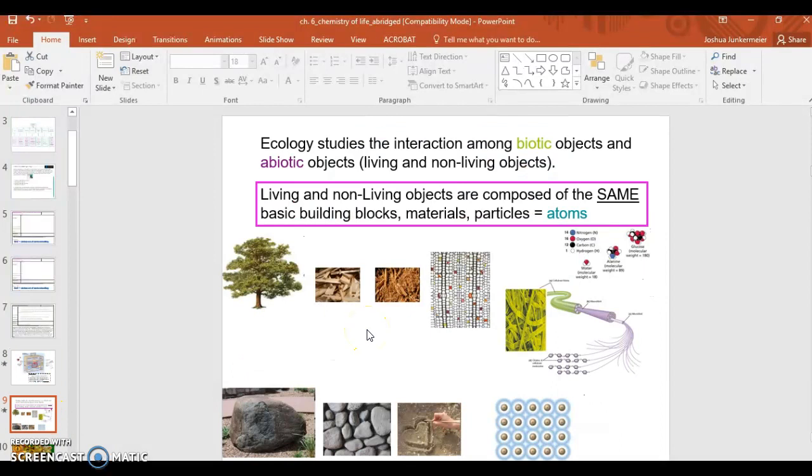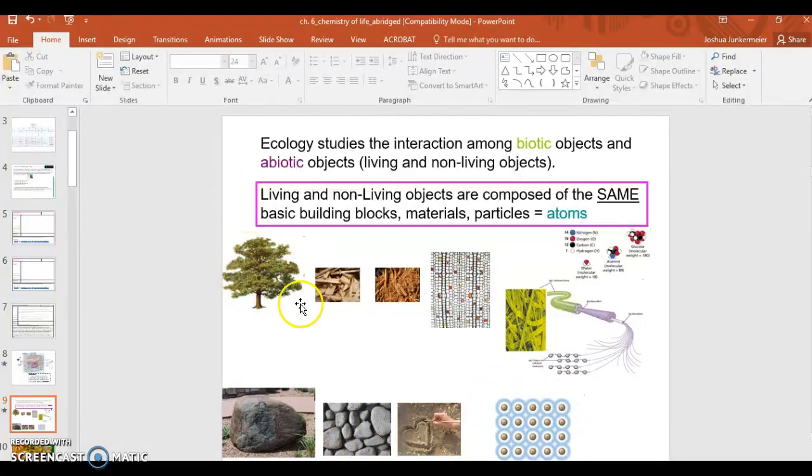We have slide 9, and you can see it's in a pink box, so it's something we want to write down. And it says living and non-living objects are composed of the same basic building blocks, materials, particles, and these are called atoms. So whether it's a rock that's broken down into smaller pieces, you'd eventually get to individual atoms.